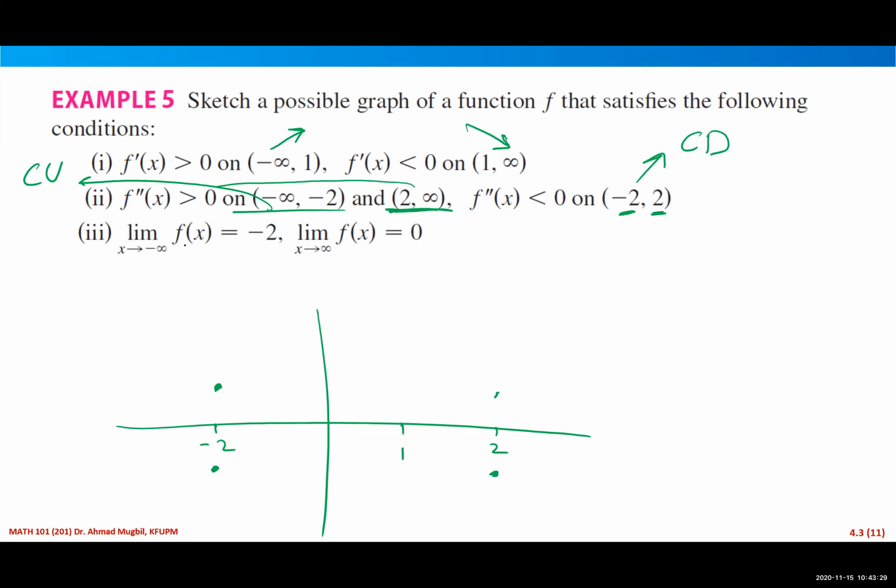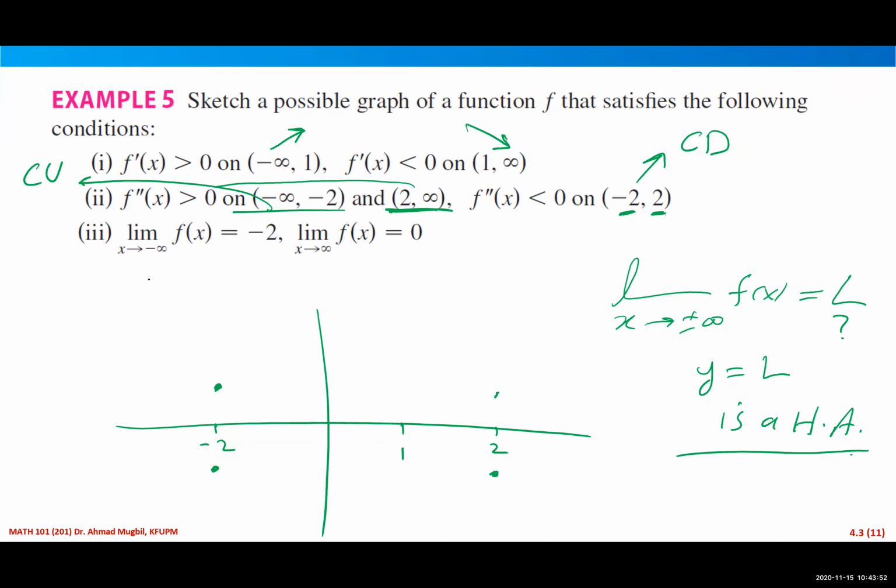Now look here, this is the important part. The limit of the function as x goes to positive or negative infinity equals a specific number. What does this number represent? A horizontal asymptote. Y equals L is a horizontal asymptote. Yes, you're right. This means that this line here, y equals -2, is a horizontal asymptote from the left.